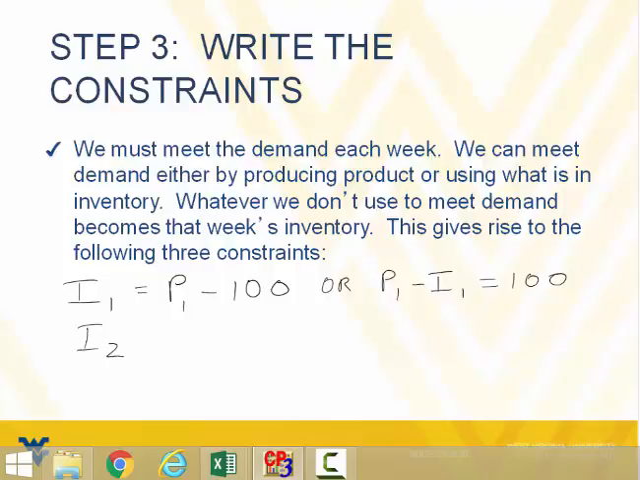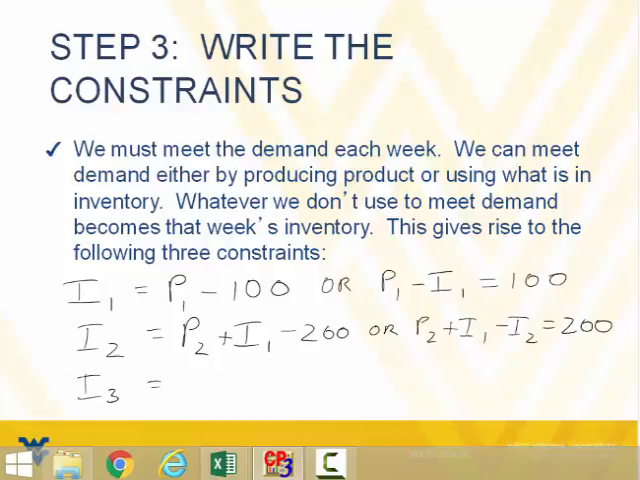What about for week 2? What is the amount of inventory that we have in week 2? I1 plus P2. So how much we produce in week 2 plus the amount of inventory left over from week 1, right? And less the amount of demand in week 2. And similarly for week 3.